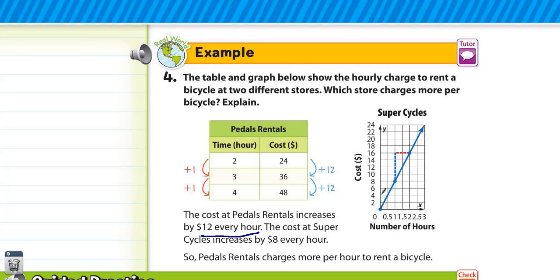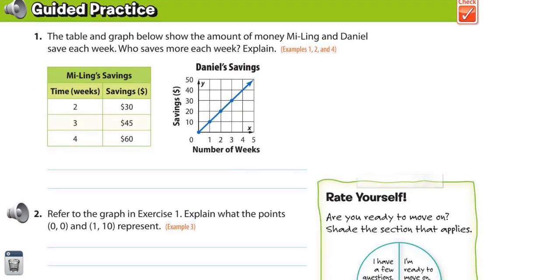Now, when you go to Supercycles and you say, what does it cost me to rent for an hour? It costs $8. What's it cost me to rent for 2 hours? It costs $16. So this is $8 per hour at Supercycles. So Pedal Rentals charges more. You should only go there if they have a lot better quality bikes or if they throw in something extra. If everything else is the same, all the bikes are the same, you should go to Supercycles because you're going to save money.